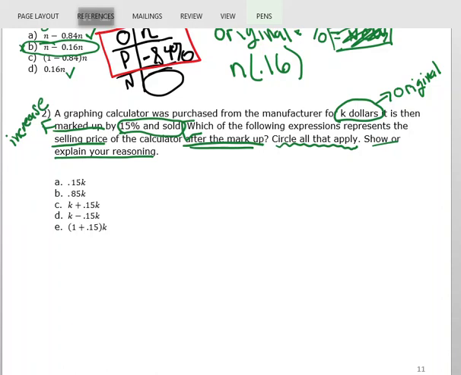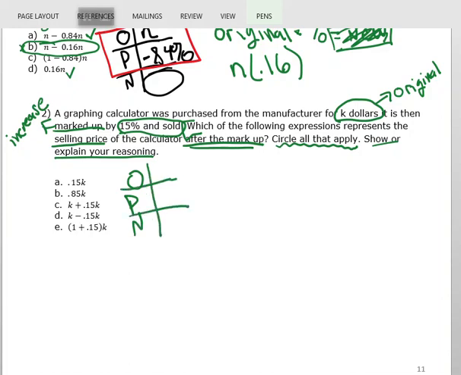By 15%, and then sold, which expression represents the selling price after the markup? Circle all that apply and explain your reasoning. So I'm going to guess that there's probably more than one answer here that's going to work for me. This is another percent problem, so I'm going to do another OPM chart because it helps me.